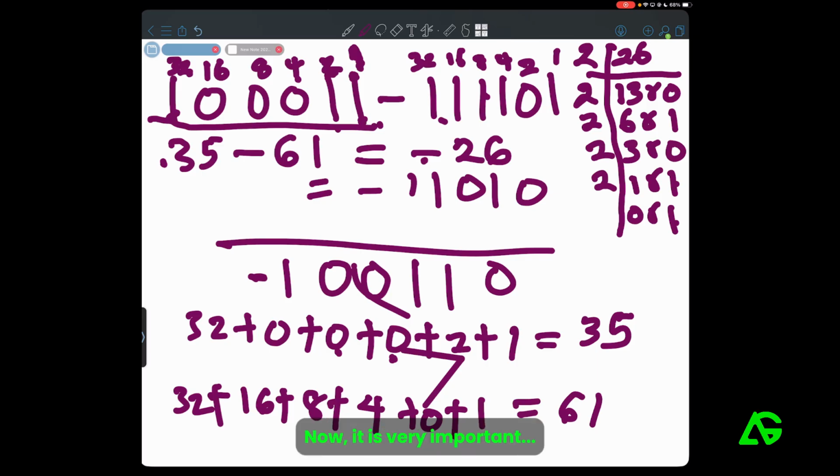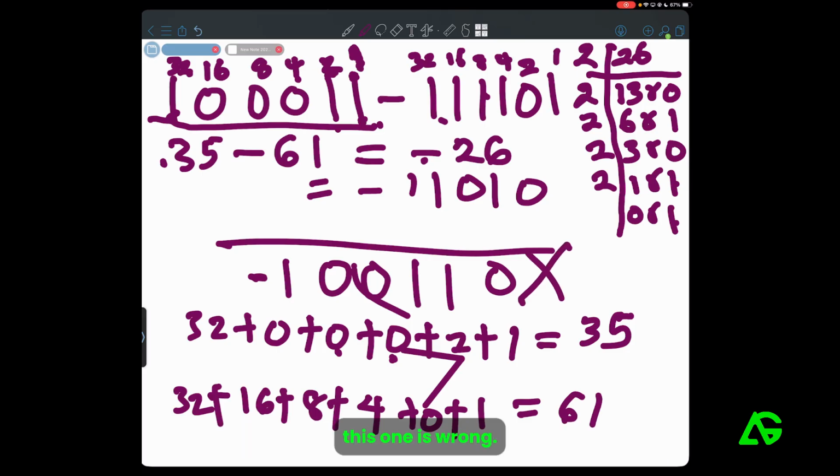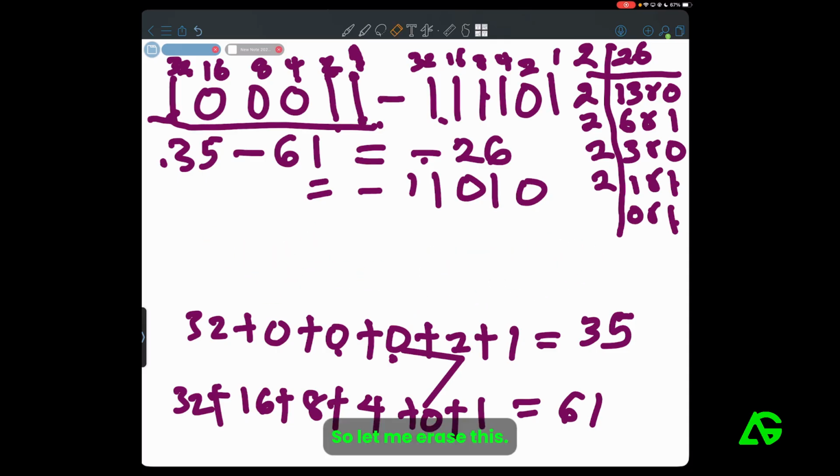Thank you. Now, it is very important. That is why I'm trying to take it to money aspect. Do you understand? Because we deal with money every day. We can easily correlate that together. So now, we've already seen that this answer here is wrong. So let me erase this. So now, how did I know that 35 minus 61 is minus 26?